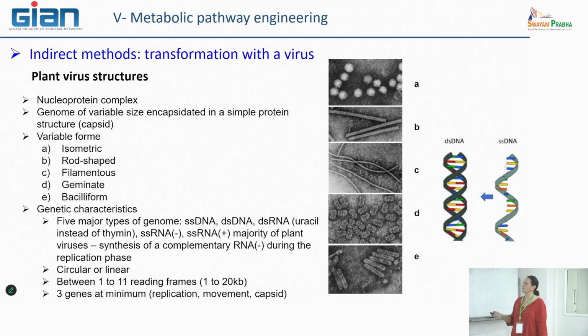Also, this DNA can be linear or circular, depending on the type of virus. And they have some specific reading frames, meaning the number of proteins that can be encoded from their genome. It can be only one, and at maximum 10 or 11. So they are not able to produce several different types of proteins.